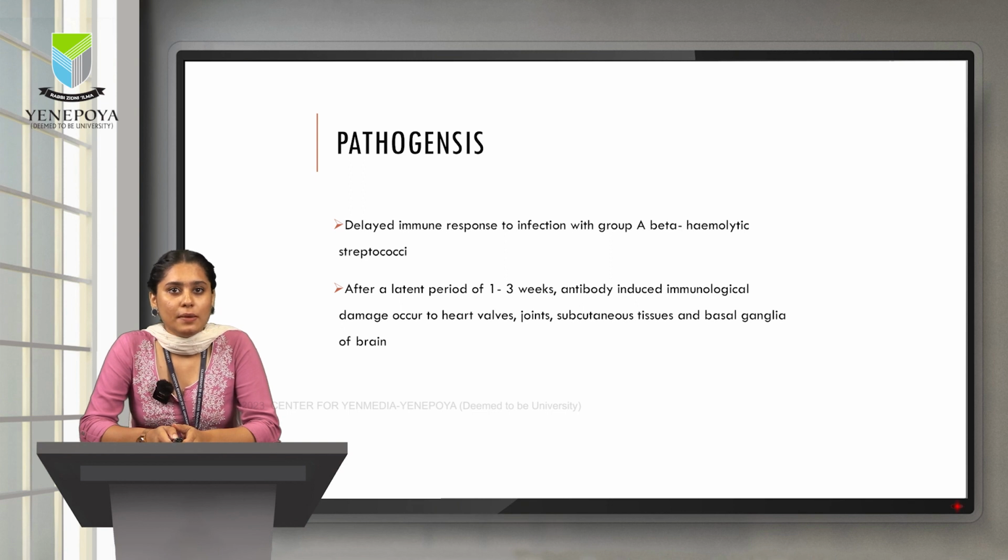So moving on to the pathogenesis. So in pathogenesis, what happens? As I've already mentioned to you all, it is a delayed immune response to the infection with group A beta hemolytic streptococci. So what happens after a latent period of 1 to 3 weeks is that there is immunological damage which occurs in different parts. That is, in the heart valves, you can see there is damage. You can see damage in the joints. You can see damage in the subcutaneous tissues as well as in the basal ganglia of the brain.